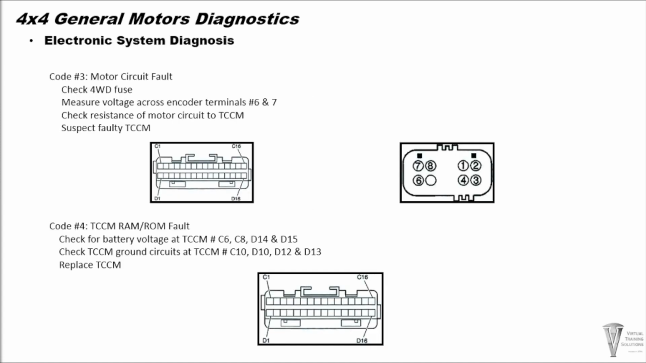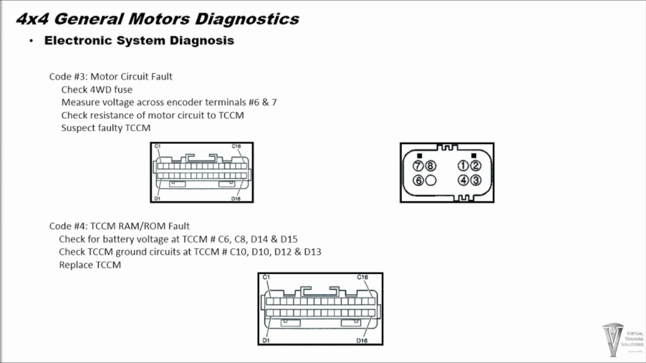For code number 3, motor circuit fault. If this code resets again, check the 20 amp 4-wheel drive fuse located in the instrument panel fuse block. If the 4-wheel drive fuse is blown, repair the circuit as needed. If the 4-wheel drive fuse is not blown, turn the ignition switch on and, while moving the 4-wheel drive selector switch between 4 high and 4 low positions, measure the voltage at the encoder motor circuit terminals number 6 and 7. The voltage should alternate between positive 12 volts and negative 12 volts while moving the selector switch between these ranges.